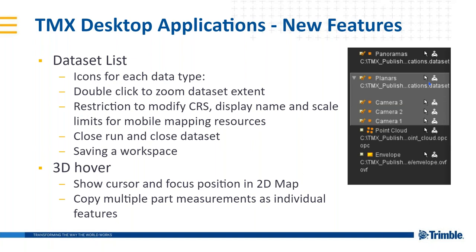Moving to another topic with the 3D hover. The 3D hover now will be shown on the 2D map as you navigate through the mobile mapping view. So it's synchronized as well, showing where you're actually clicking. And you now also have an option to copy multi-part measurements as individual features. This means if you, for example, extract a cube, a cube has 6 sides, all of them are squares. Then each square will be saved as an individual feature, instead of storing the whole cube as one single feature.